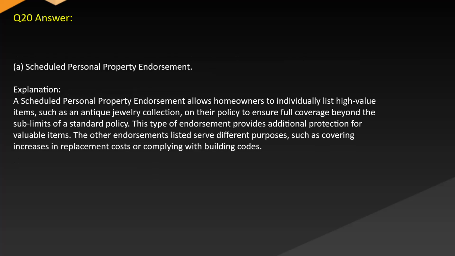Answer: A. Scheduled personal property endorsement. Explanation: a scheduled personal property endorsement allows homeowners to individually list high-value items, such as an antique jewelry collection, on their policy to ensure full coverage beyond the sublimits of a standard policy. This type of endorsement provides additional protection for valuable items. The other endorsements listed serve different purposes, such as covering increases in replacement costs or complying with building codes.